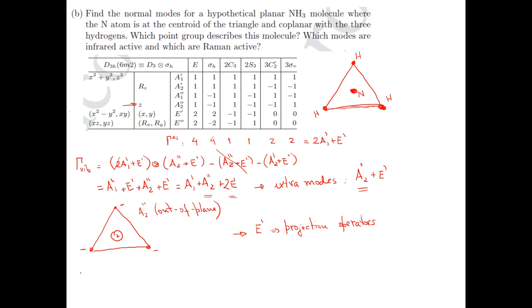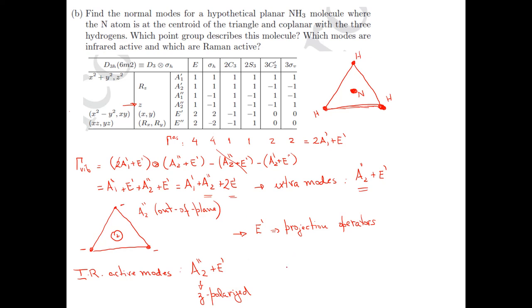What about infrared activity? What are the infrared active modes? This is the same as before. So the infrared active modes, once again, they are A2 double prime plus E prime. But before, in the previous example, I didn't have an A2 double prime mode, right? I had only E prime and A1 prime. But in this case, I have A2 double prime, and this is going to be infrared active, z polarized.